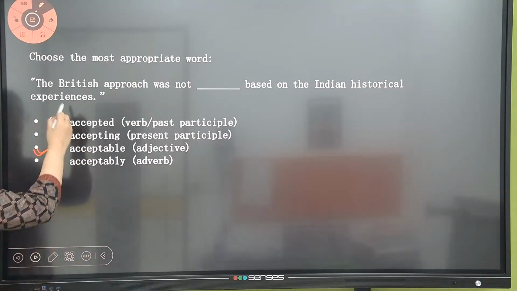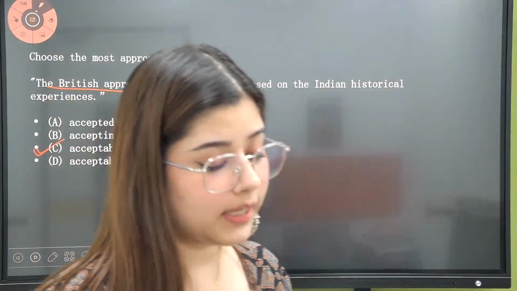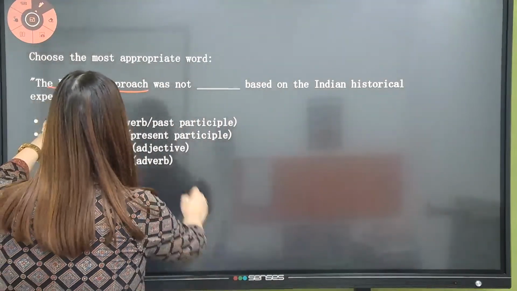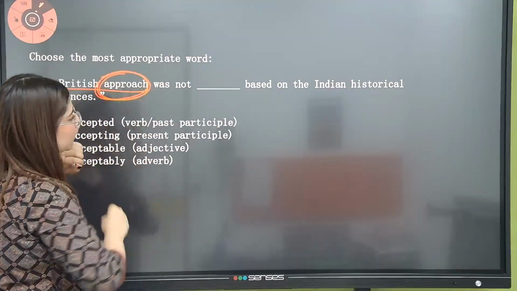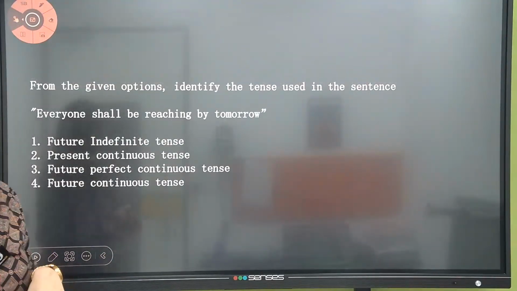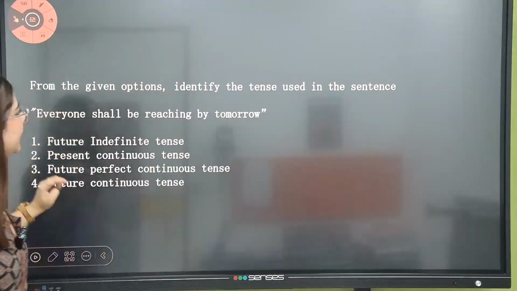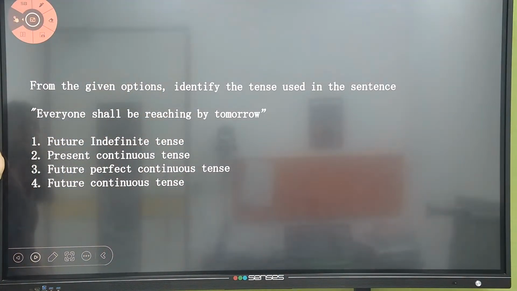Here we are describing the British approach, which is a noun. Describing a noun, acceptable. Good. Next, from the given options, identify the tense used in the sentence.